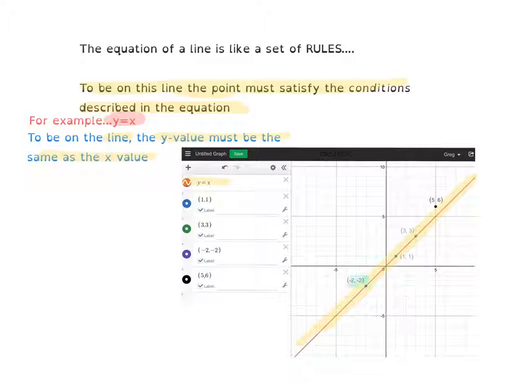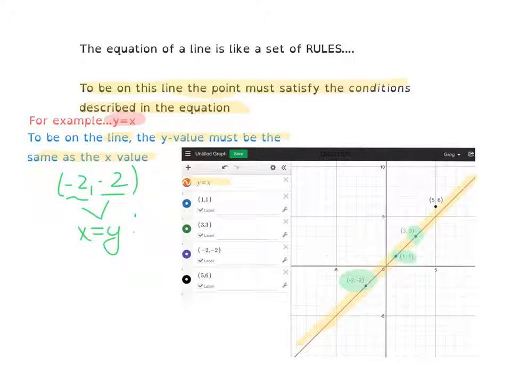So look at the point here, -2, -2. If I look at the point -2, -2, I can clearly see that the x value and the y value are exactly the same. So it's on the line. If I look at some other points that are on the line, 1, 1, I can clearly see that the x value and the y value are the same. 3, 3, the x value and the y value are the same.